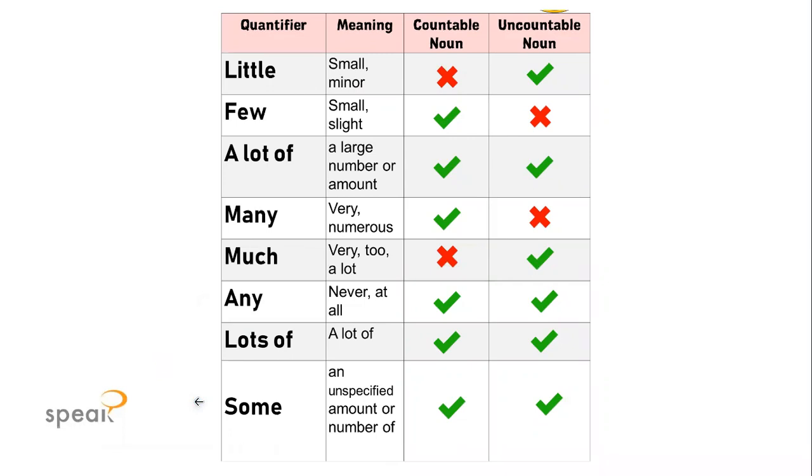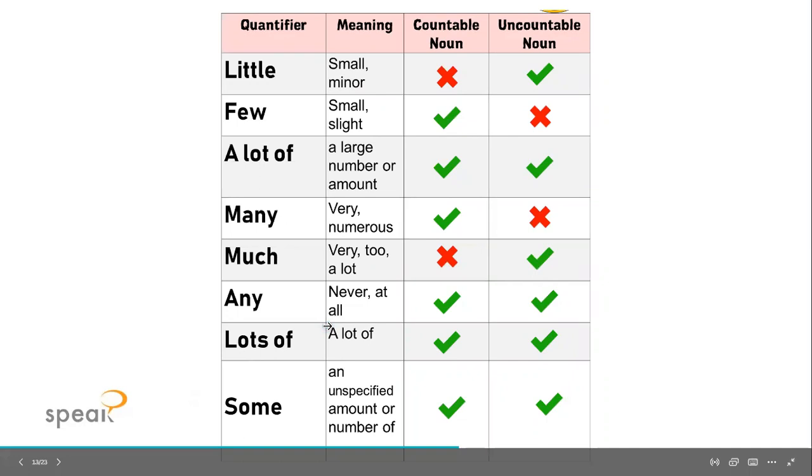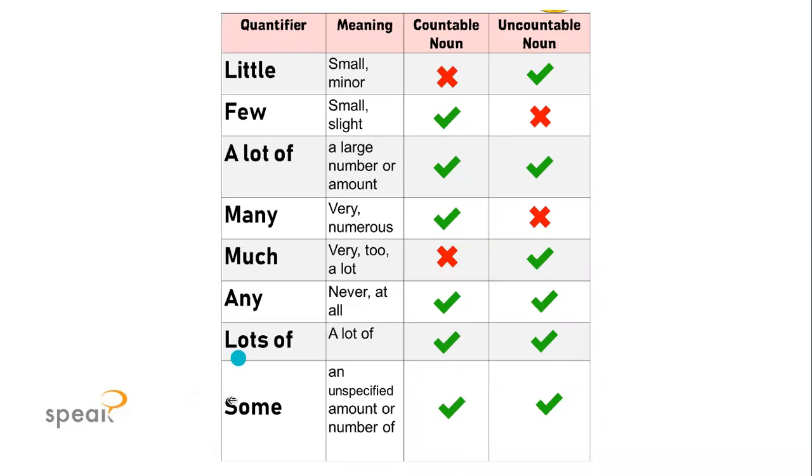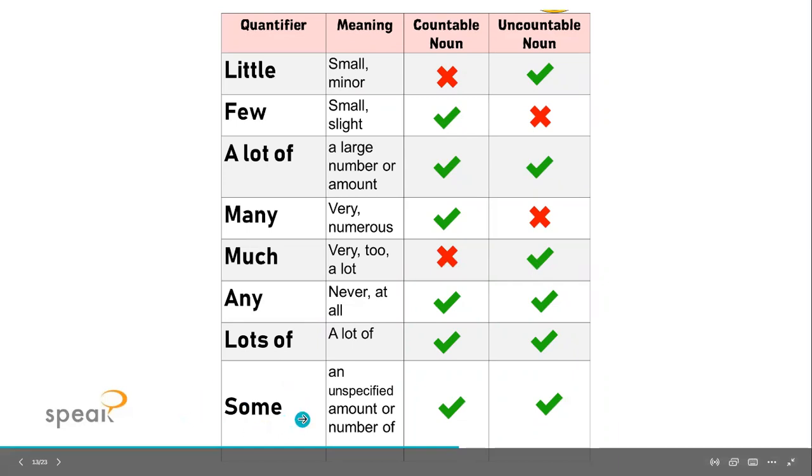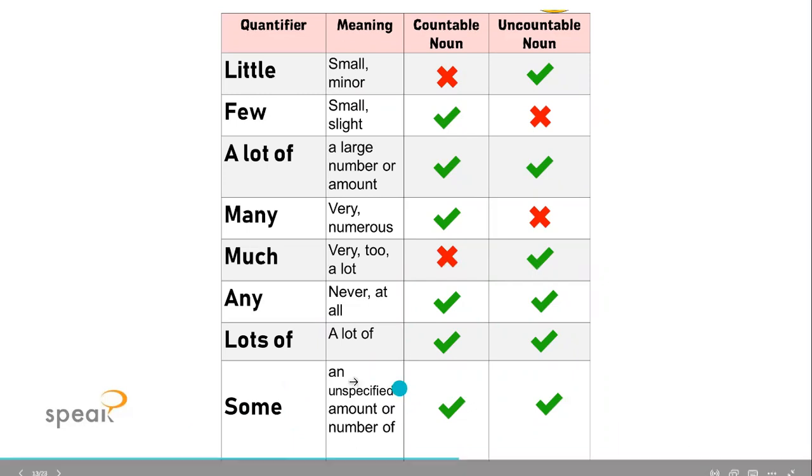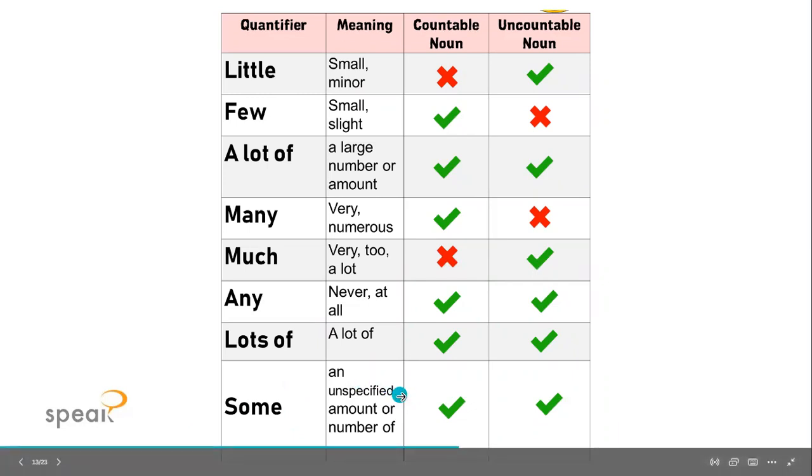I have questions. Not one question. What is the pronunciation? Lots of, what do you say? Which one? Lots of. Lots of. Okay. And the next is some. Unspecified. Among or number of. Exactly. So this one is also countable and uncountable.